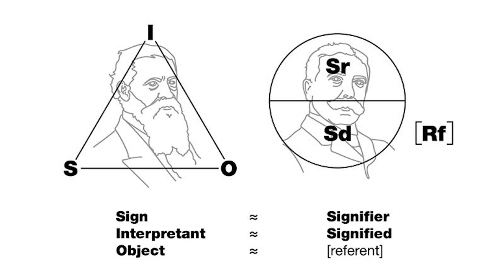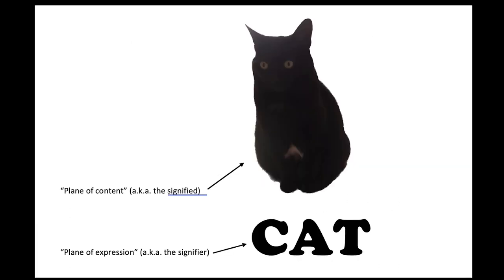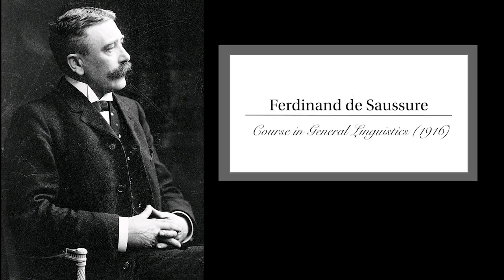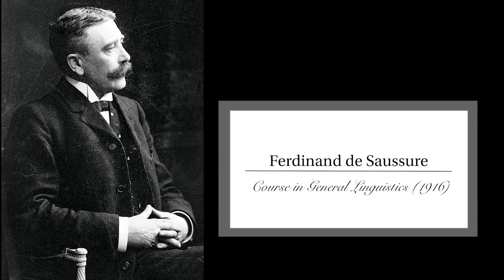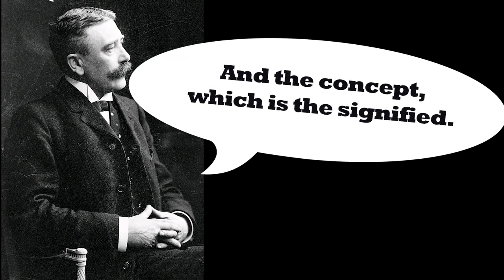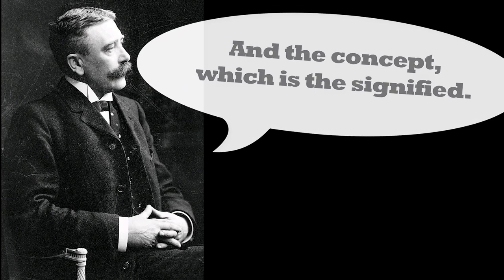Critical theory defines a sign as a communicative compound comprised of a plane of content, that is the signified, and a plane of expression, that is the signifier. This critical distinction was first identified in Ferdinand de Saussure's Course in General Linguistics. In those compiled lectures, the theorist splits the sign into two recognizable components: the sound image, that is the signifier, and the concept or entity, that is the signified.